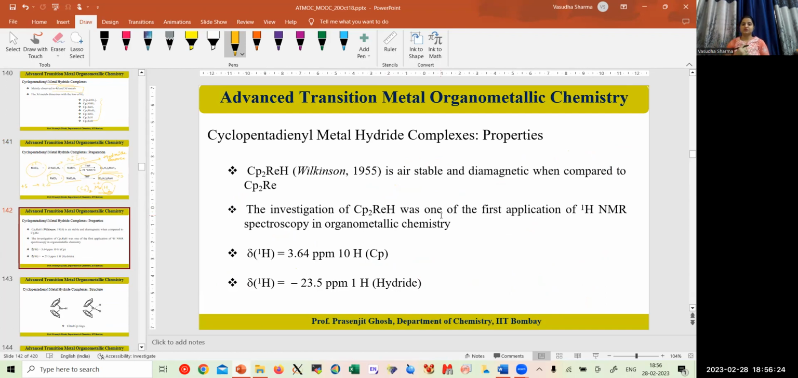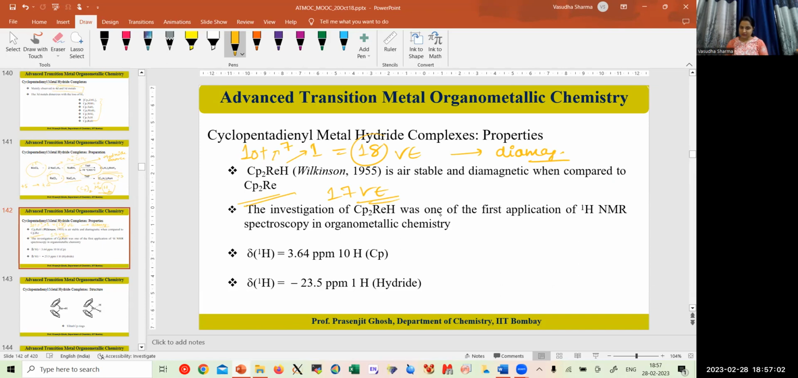Moving ahead, we have certain properties we need to look into before jumping to any other structures. Cp2ReH is a cyclopentadienyl complex of rhenium having a hydride bond. This was reported by Wilkinson in 1955. It is quite stable, air stable and diamagnetic, of course, when compared to Cp2Re. If you count, the two Cp give 10, rhenium is 7 electrons, and hydride is 1 electron, therefore it is 18. So an 18 valence electron complex is diamagnetic, whereas Cp2Re is a 17 valence electron species. That's why the hydride one is air stable and diamagnetic.